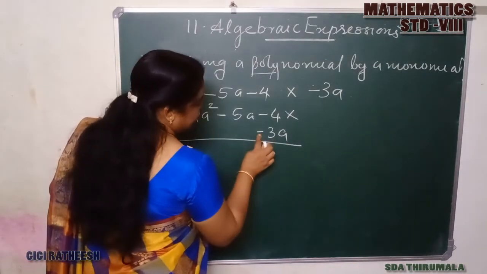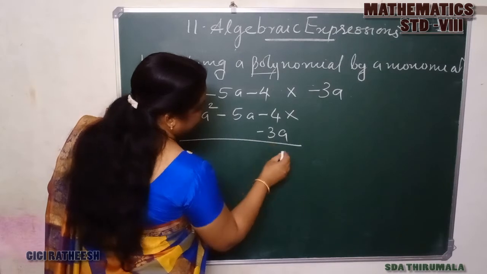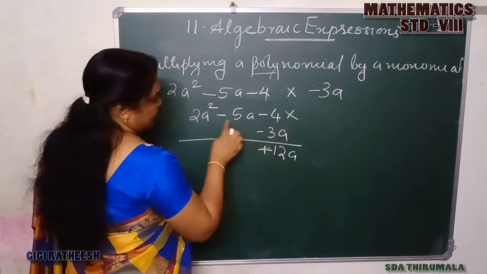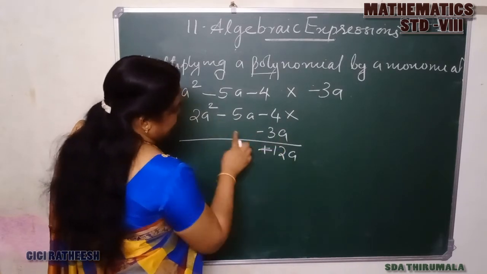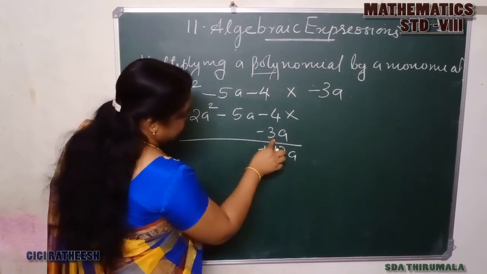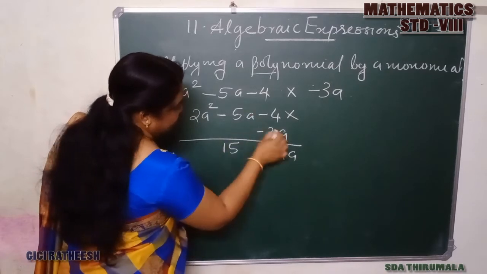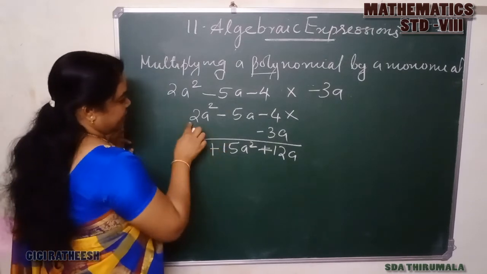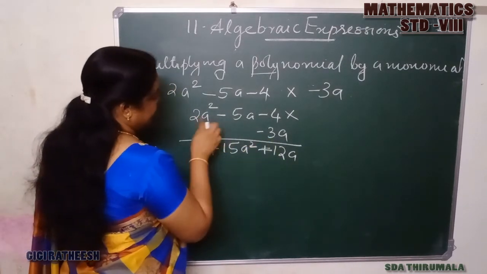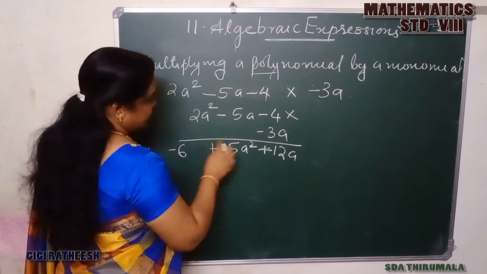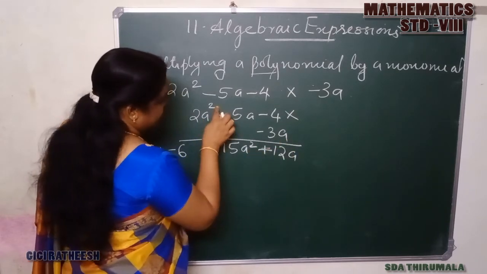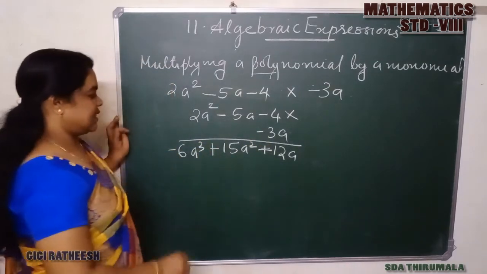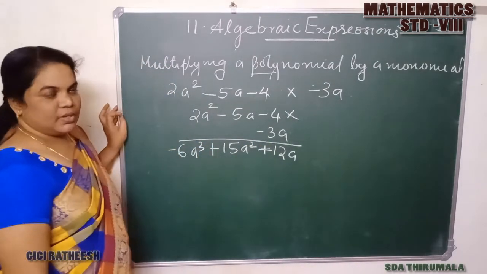First multiply minus 3a into minus 4, that is equal to plus 12a. After that, minus 5a into minus 3a: minus into minus is plus, 5 into 3 is equal to 15, and a into a is equal to a square, so plus 15a square. Then 2a square into minus 3a: 2 into minus 3 is minus 6, and a square into a is a cube, adding 2 plus 1. So minus 6a cube plus 15a square plus 12a. This is the answer.